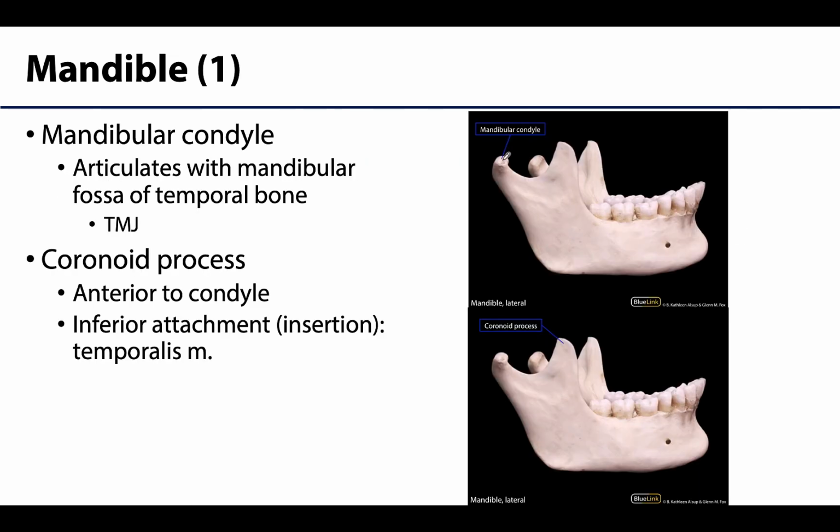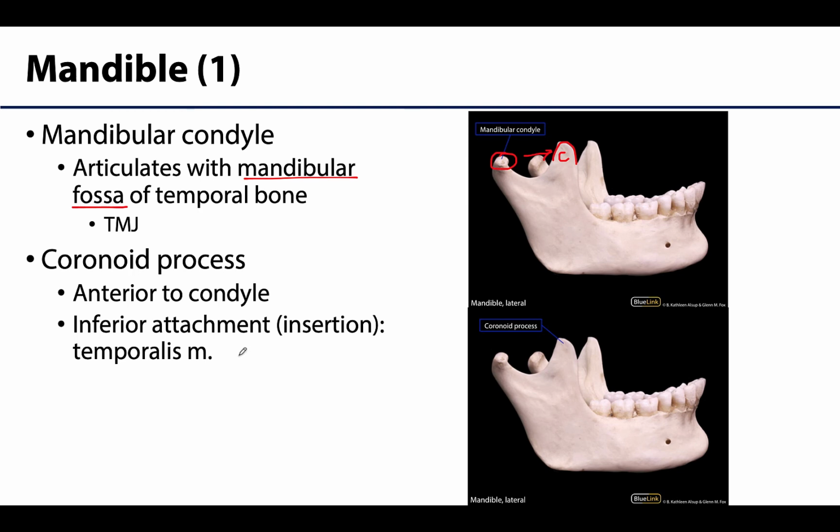And so here is the M portion of the TMJ. So the mandibular condyle is what's going to articulate with that mandibular fossa of the temporal bone. You can see it's nice and smooth here because articular cartilage sat there during life. Now this more anterior projection, just anterior to the mandibular condyle, is the coronoid process. And this will be an inferior attachment for that temporalis muscle.